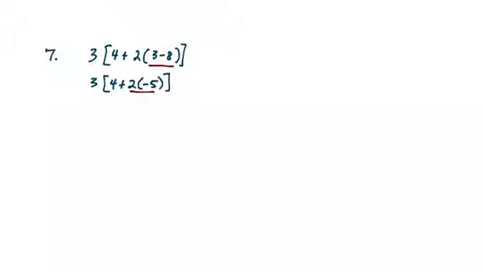So let's multiply next inside the parentheses. And then we're going to have to add last. So we're going to end up with 3 times negative 6. And so we're going to get negative 18 here.